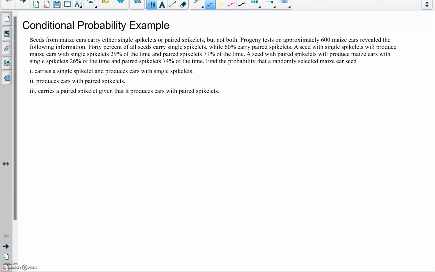So before I start getting into the answers for 1, 2, and 3, I want to get the information out of the main body of the paragraph written in notation that will actually work for us and help us get to the final answer. So I'm just going to go up to the 40%. I'm going to just use the probability of S for single, and that's going to be 40%, so 0.40. The probability of paired, I would just use P for that, that's going to be 0.60.